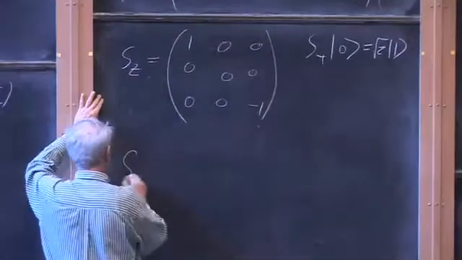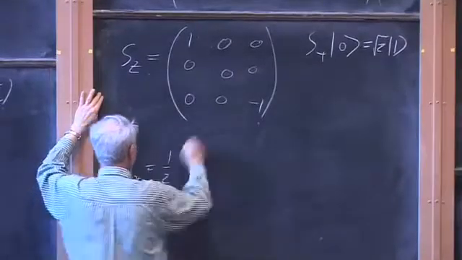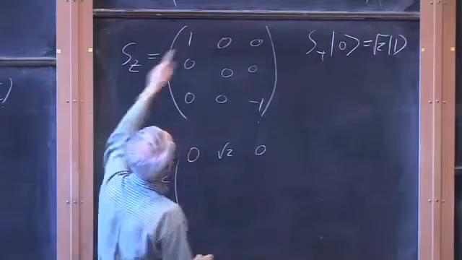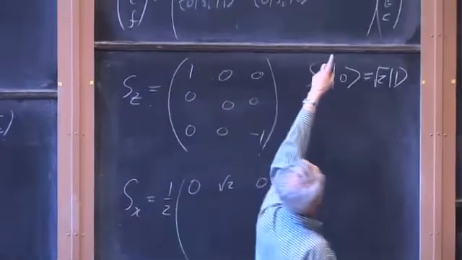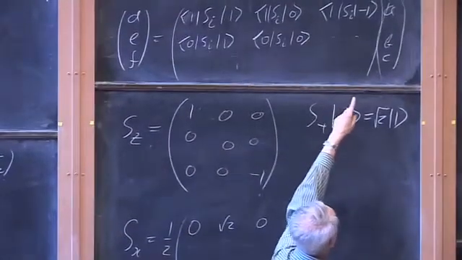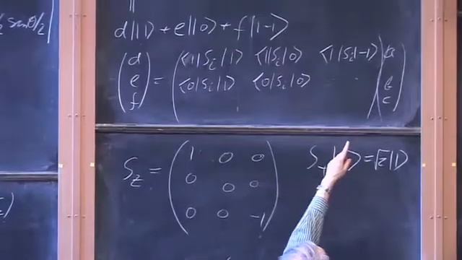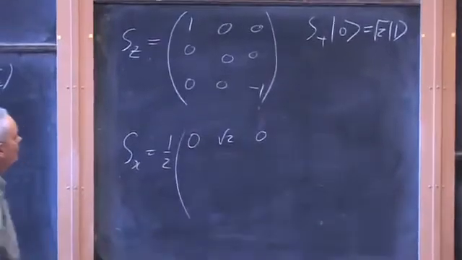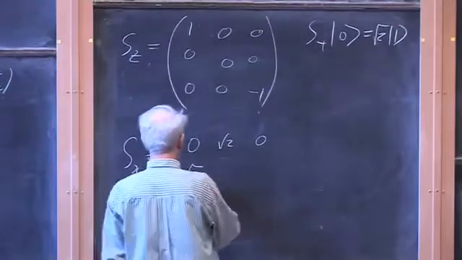So Sx will be a half of nothing, root 2, nothing. We'll get nothing in the right thing because S plus can raise minus 1 to nothing, but it can't drag it all the way up to 1. And S minus, of course, kills minus 1. So we get a matrix that looks like this.